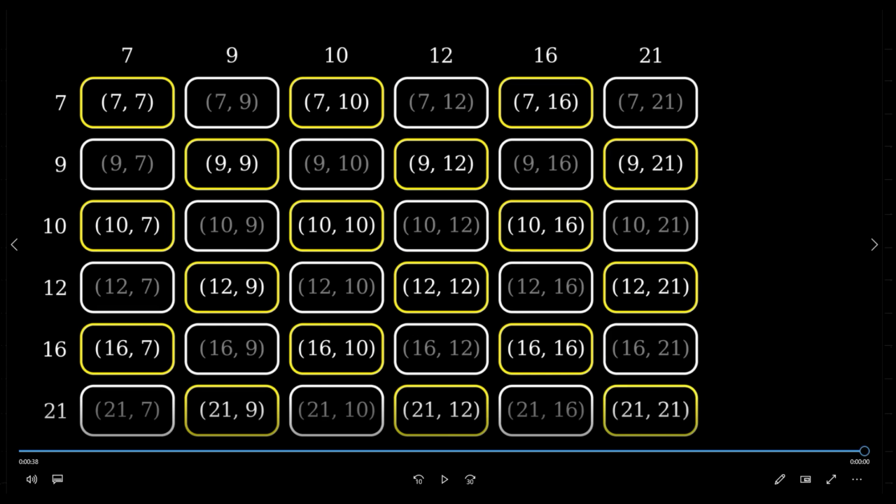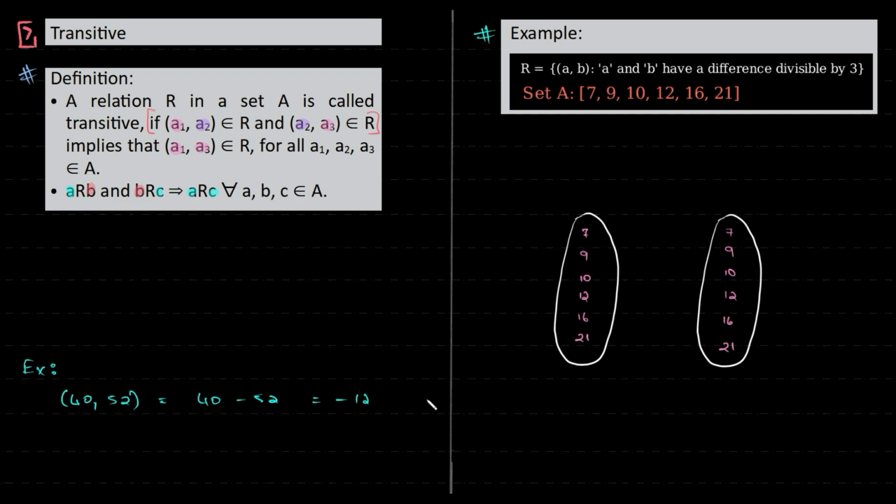It is related. Let me pick up 21 and 9, 9 and 12. So 9 is the common element. 21 from the first pair and 12 from the second pair, 21 and 12 is also related. And so all of this particular relation is transitive.